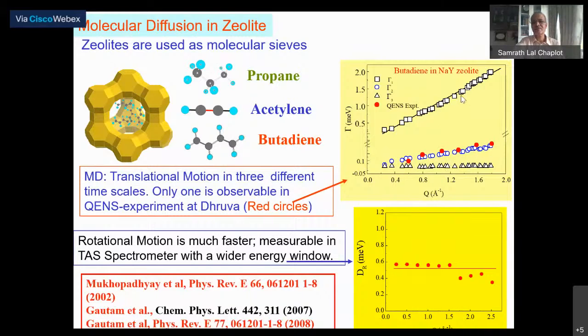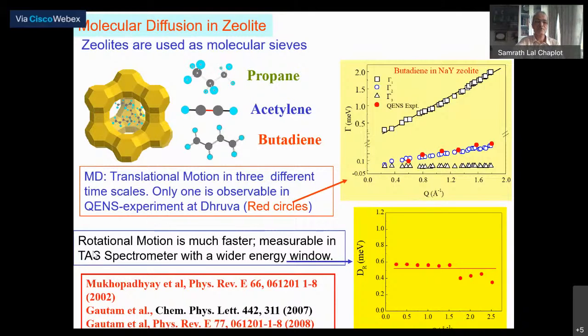And of course, other time scales can be observed by other instruments. For example, this can be measured using an instrument with a much better resolution than what we have here at Dhruva. Then this could be measured using even a worse resolution machine.